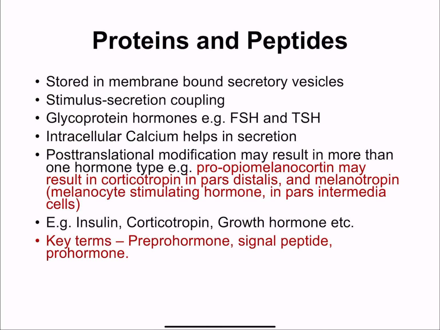Okay, other characteristics of protein and peptide hormones is that they're stored in membrane-bound vesicles. I said that already. The examples can be FSH and LH, but these are examples that are post-translationally modified. They're glycoprotein hormones. We have FSH, we have TSH, and we also have intracellular calcium helps in the secretion of these hormones. Okay, and examples I have here are insulin, corticotropin, and growth hormone.